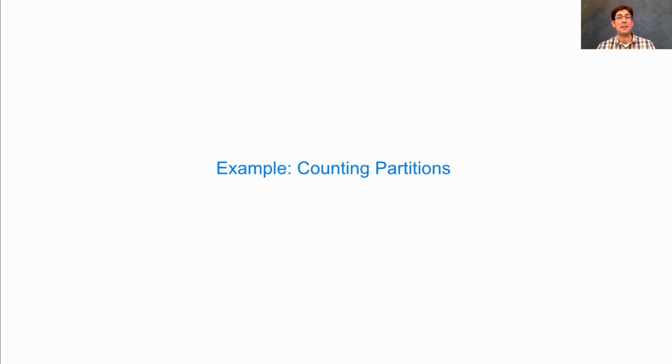Now we'll look at a very important example called counting partitions. This example is important because it's a tree recursive process that's actually quite hard to write without tree recursion. So, one of the reasons we learn about recursion in this course is to solve problems like this one, like counting the partitions of an integer.